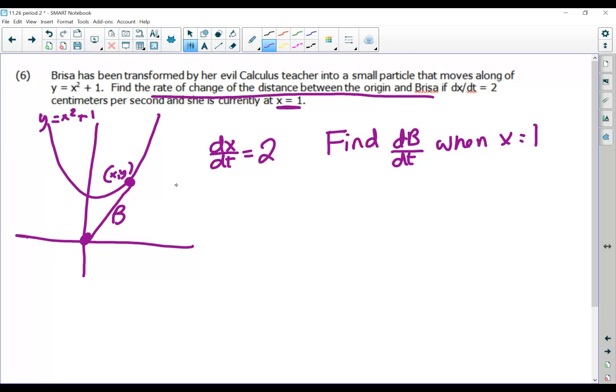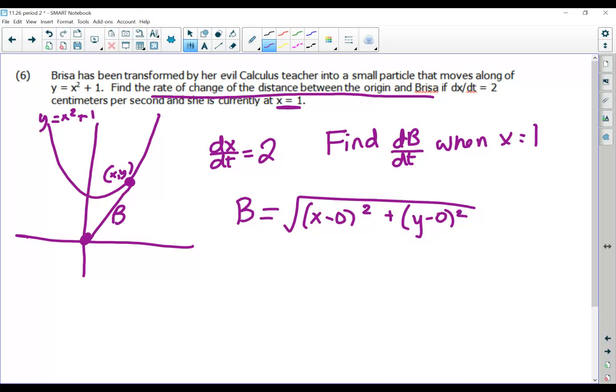Well, we need the distance formula. They kind of told us the equation to use. So the distance formula, I hate the distance formula. B equals the square root. Now, what is nice is that I have x minus 0, because it's the origin, plus y minus 0. Okay. And so B would equal the square root of x squared plus y squared.